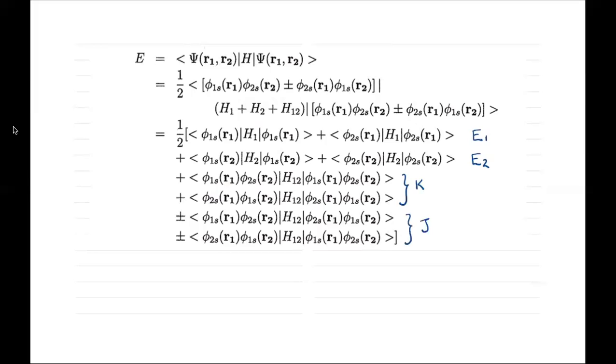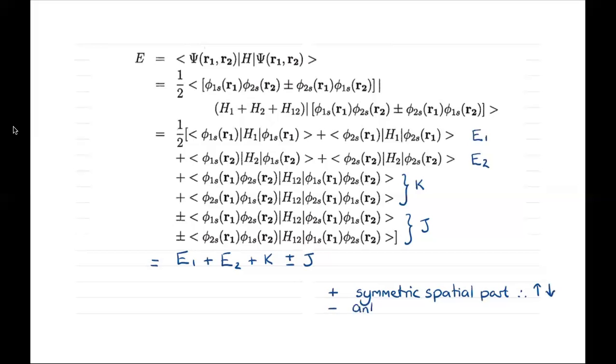And so we see that the energy of the two wave functions is E1 plus E2 plus K plus or minus J. Remember the plus is for the symmetric spatial part, and so anti-parallel spins, and the minus is for the antisymmetric spatial part, and so parallel spins.